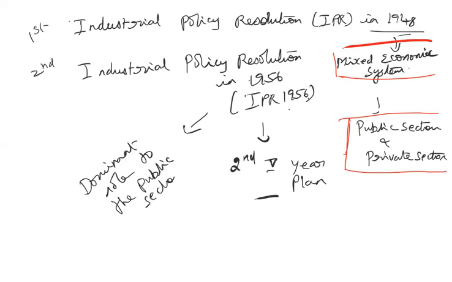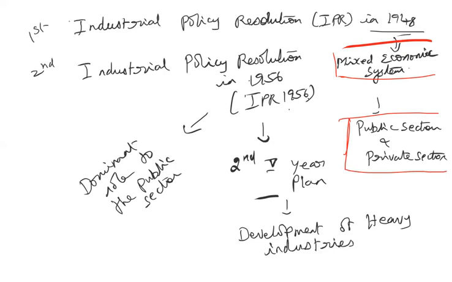So in accordance with the plan objectives, the plan objective is development of heavy industries in the country. So development of heavy industries, and as per the Industrial Policy Resolution of 1956, development of heavy industries under the public sector. So what happened?